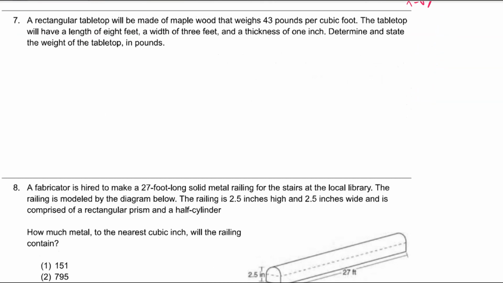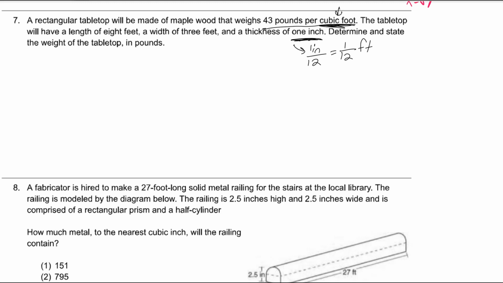Number 7. A rectangular tabletop will be made out of maple wood that weighs 49 pounds per cubic foot. Keep that in mind. It's per cubic foot, so I need a volume in cubic feet. The tabletop will have a length of 8 feet, a width of 3 feet, and a thickness of 1 inch. Well, instead of 1 inch, I'm going to divide that by 12 and just say that's 1/12 of a foot, because I know I need things in cubic feet here. Determine and state the weight of the tabletop in pounds.